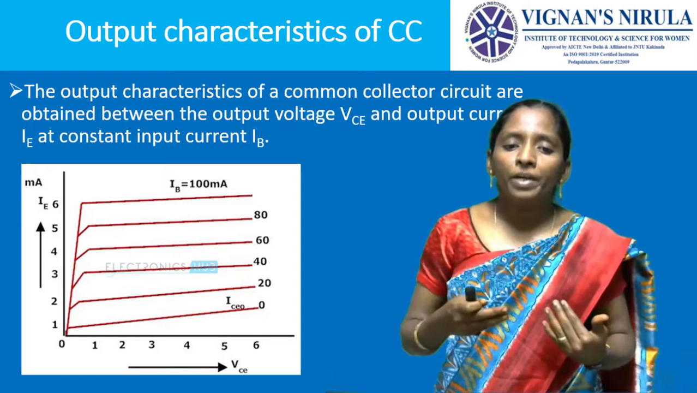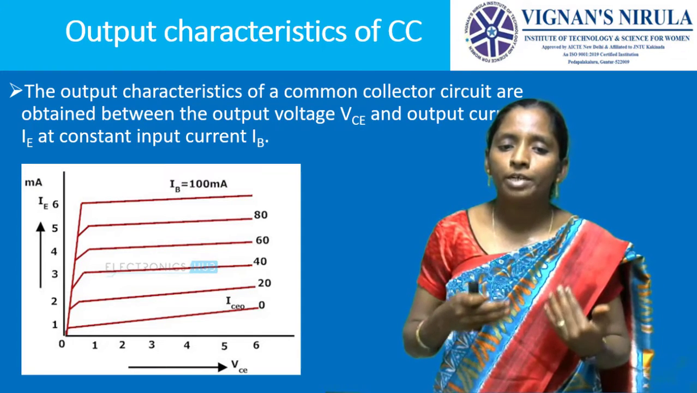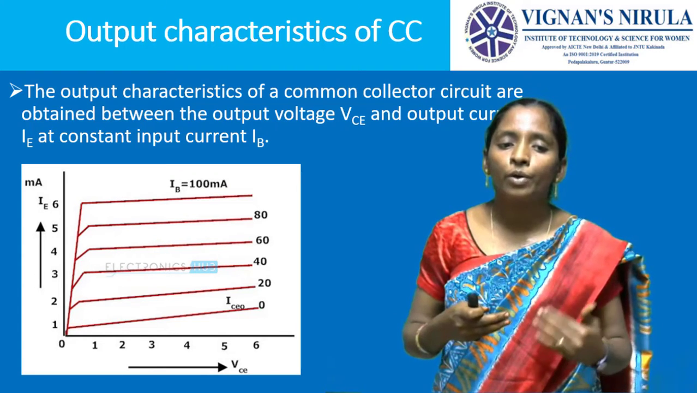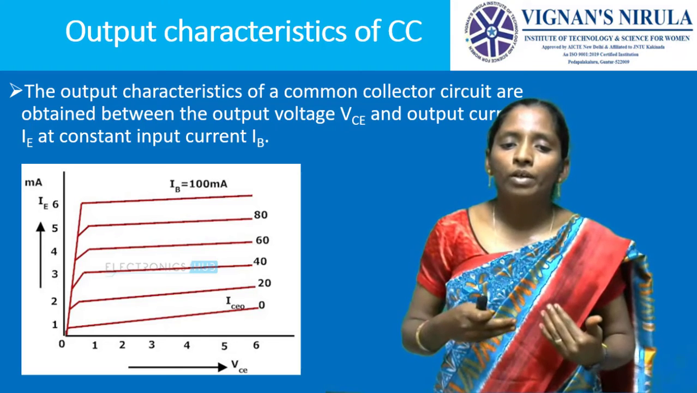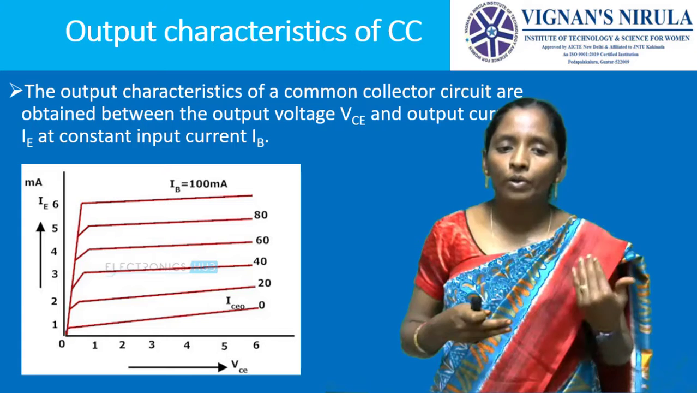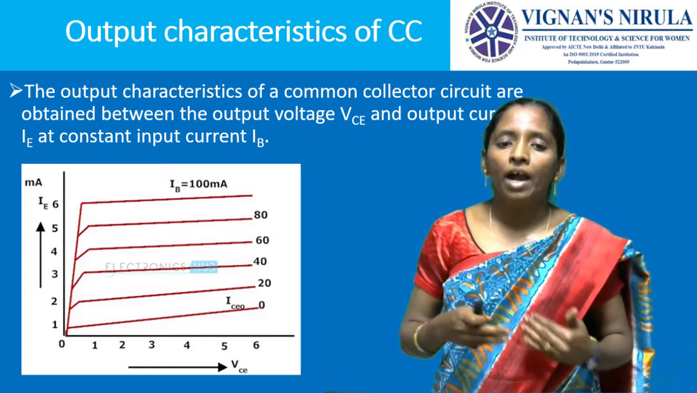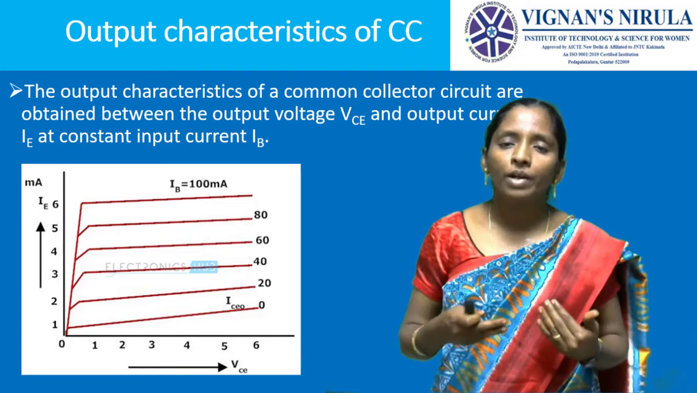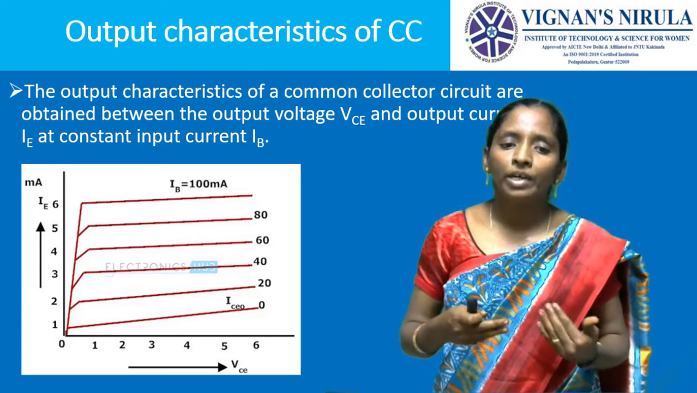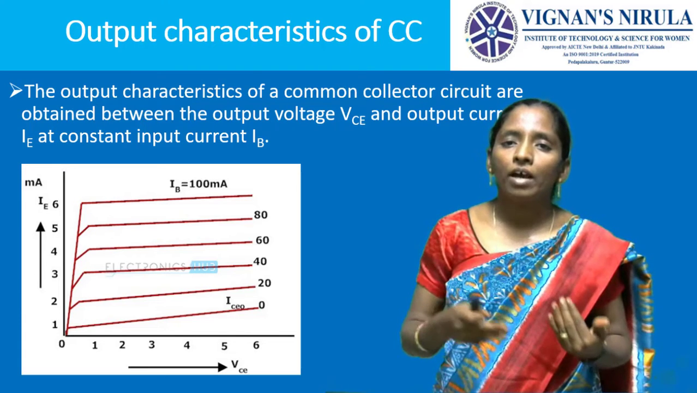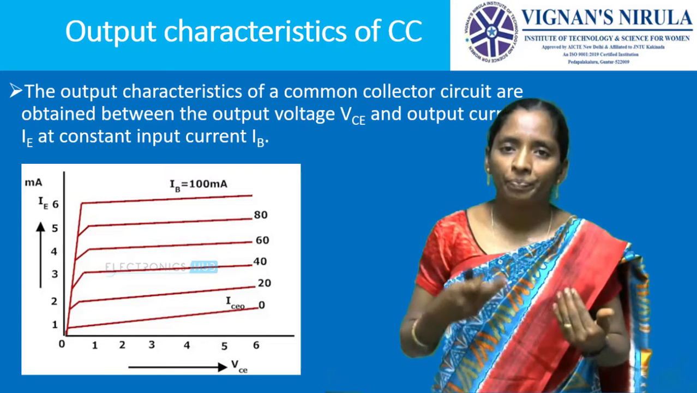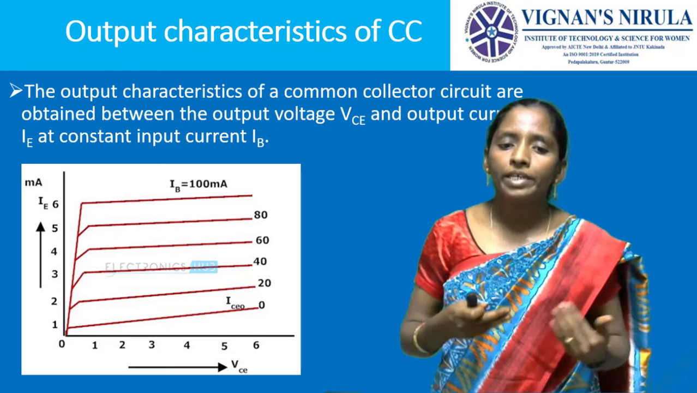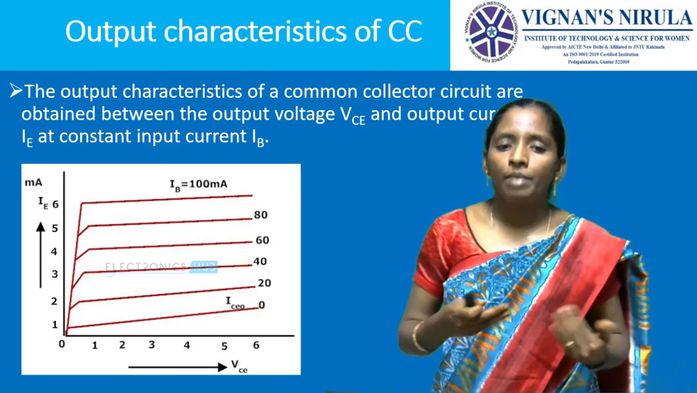So keeping the input current IB constant, vary the voltage VCE and note down the corresponding IE value. For different values, note down VCE and IE, then change the IB value to a different value and repeat the same process until you get the different characteristics. After IB is increased to 20, at that time IE is approximately equal to IB.